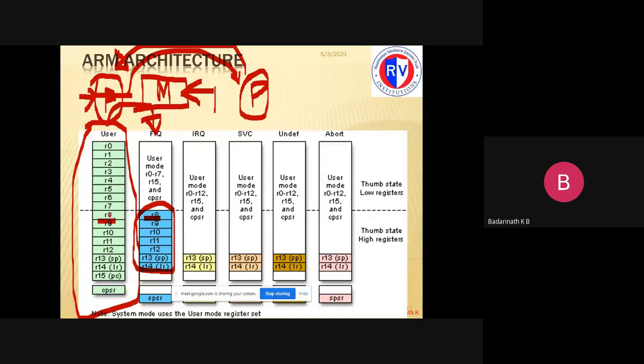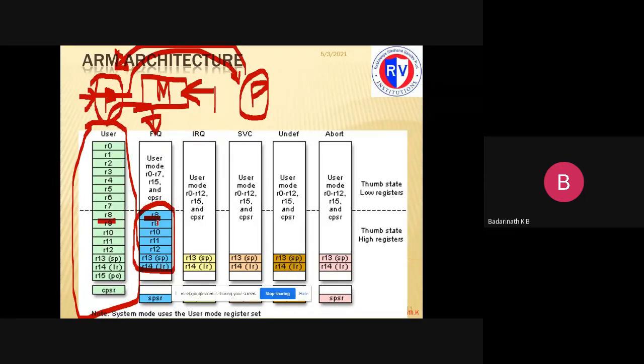There's only one R8 available for a programmer. But physically, there are two registers. Which is accessible to the programmer? That depends upon which mode you are in, whether you are in the user mode or in the FIQ mode. So they have provided extra registers apart from these registers. What are the registers? 8, 9, 10, 11, 12, 13 and 14.